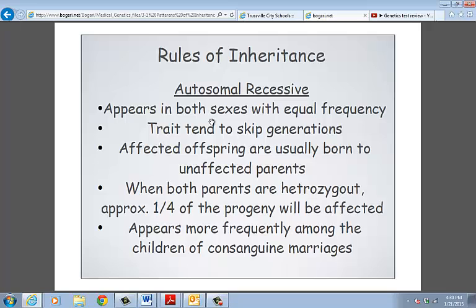So here are some basic rules of inheritance. If it's recessive, it's going to appear in both sexes equally. This isn't going to be sex-linked. This is going to show frequency and the trait tends to skip generations.